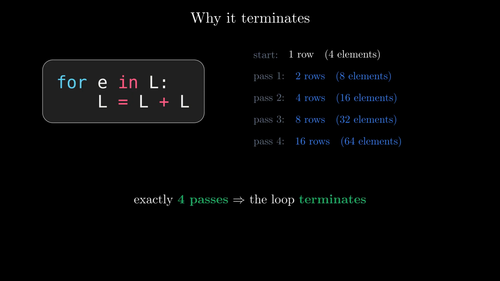The loop runs exactly 4 times, not forever. Why 4? Because E walks the original list, which had 4 elements. Reassigning L never changes how many steps E takes. 4 elements in the original mean 4 passes, and we finish with 16 rows, 64 numbers in all. Let's see why in memory.